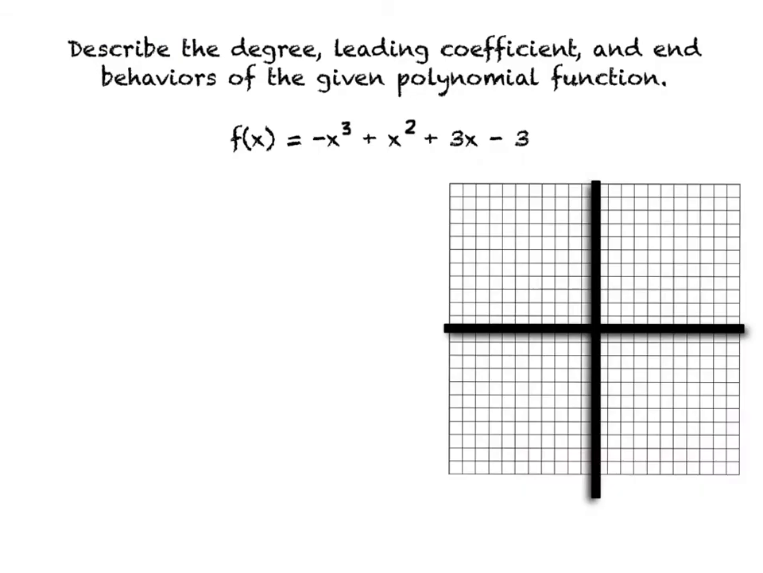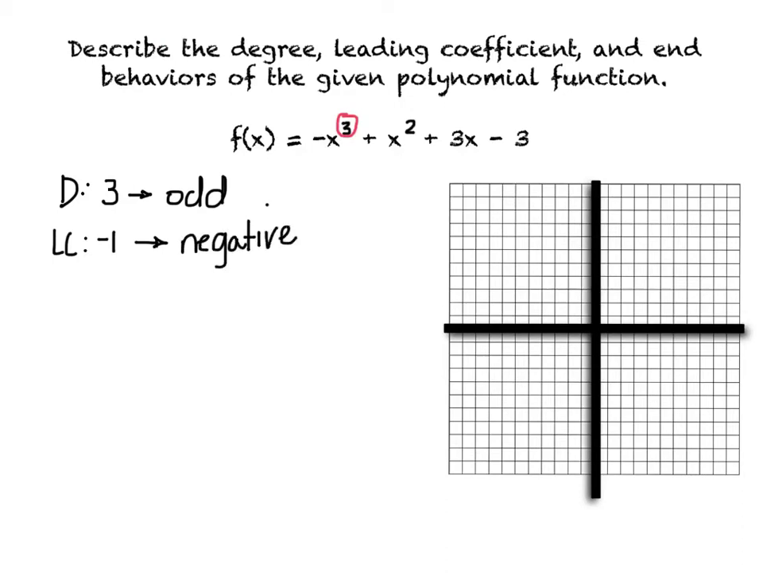Describe the degree, leading coefficient, and end behaviors of the given polynomial, and then we're going to sketch a rough graph of it. So describe the degree. Well, this is in standard form, so my degree is my largest exponent, so my degree here is 3, which is an odd number. My leading coefficient is the number in front, which would be -1. That's a negative.